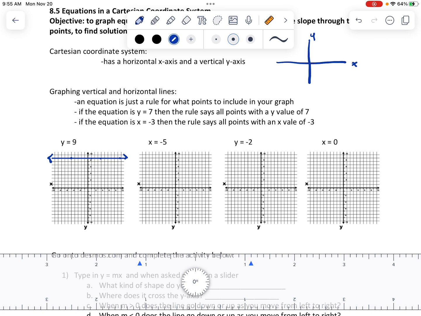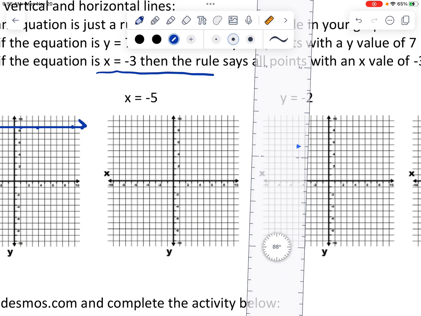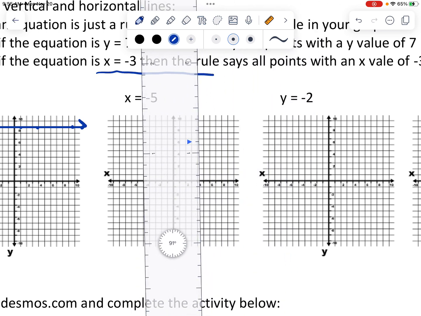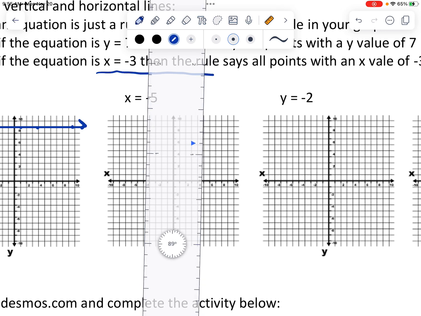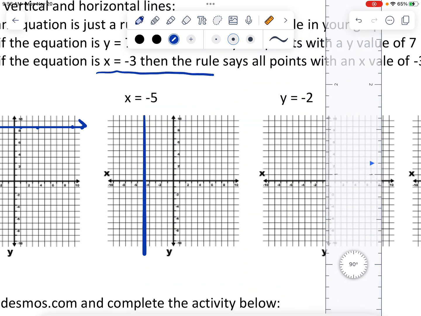When you're graphing a line where the equation says x equals something, like x equals negative 3, then the rule says all the points have an x value of negative 3. So our example here says all our x values are negative 5. So I'm going to draw a vertical line, if I can get my ruler straight, where all the x values are negative 5.